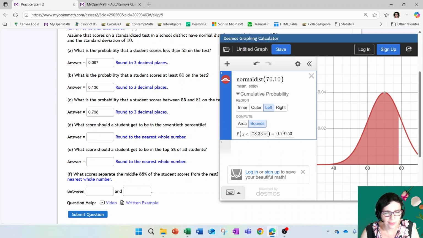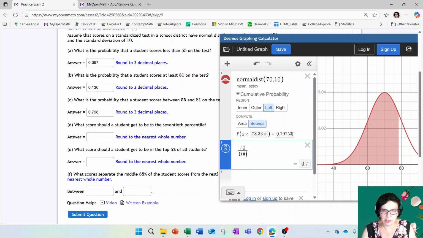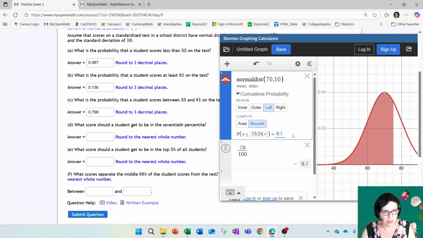So it says 70th. You have to be careful. It's a 70th. So it's a 0.7, right? It's a 70, but converted to a decimal would be 0.7. So that is what I put over here. And it says round to a whole number, so I guess that would be 75.